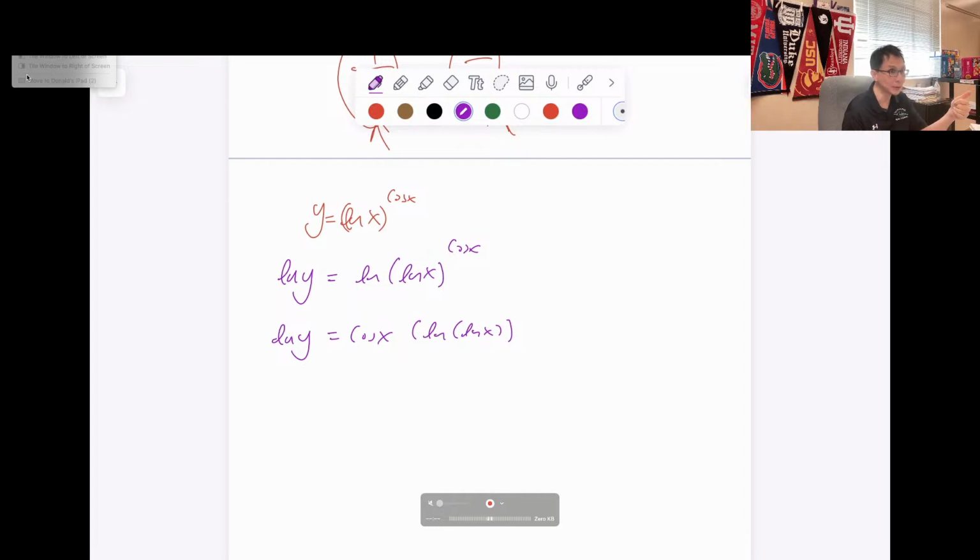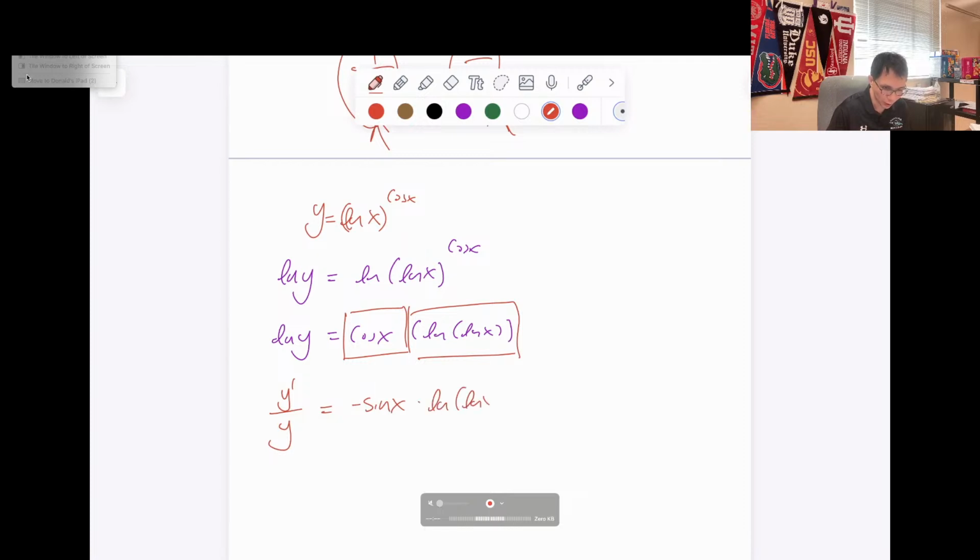The second obstacle is there are two rules involved in taking the derivative of this. What are those two rules? Chain rule and what else? Power rule. So there are two things that you multiply by each other. And on this side, it's going to be y prime over y, so don't forget that. And that's going to be negative sine of x times natural log of x, and then plus cosine of x times the derivative of this.